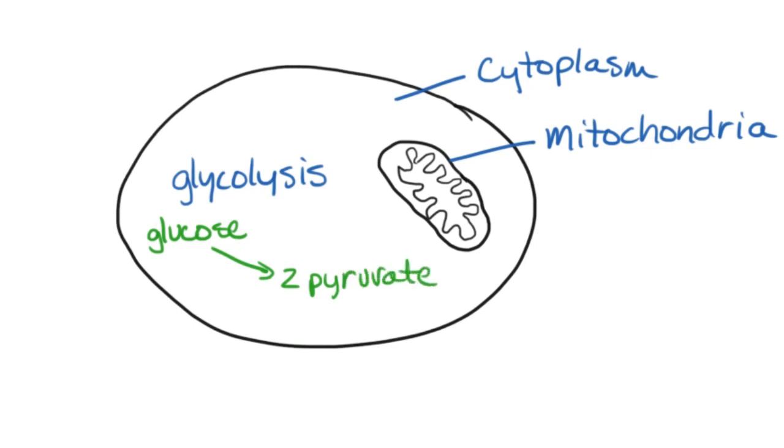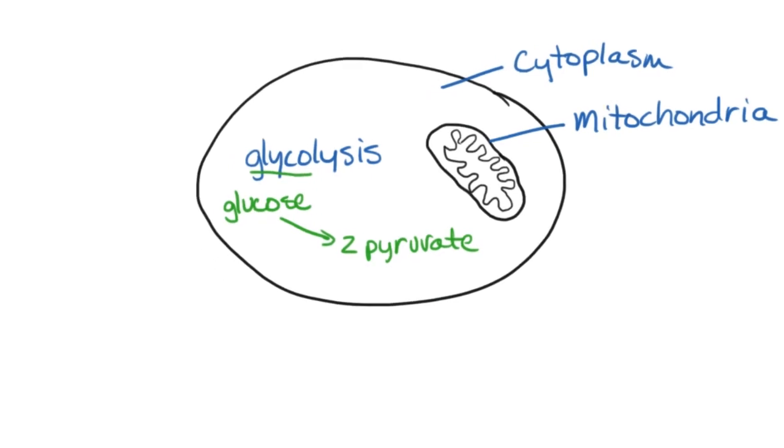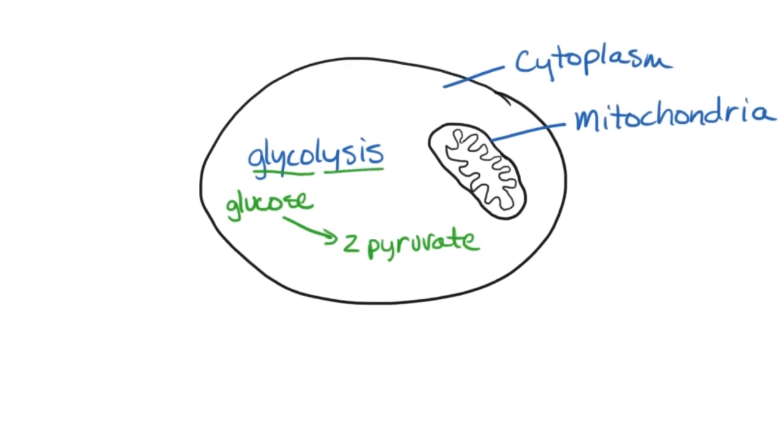And this very term here, glyco means sugar and lysis means splitting. So we are splitting the sugar quite literally, because glucose happens to be a 6-carbon molecule and each of these pyruvates happens to be 3 carbons. So we are splitting it apart.